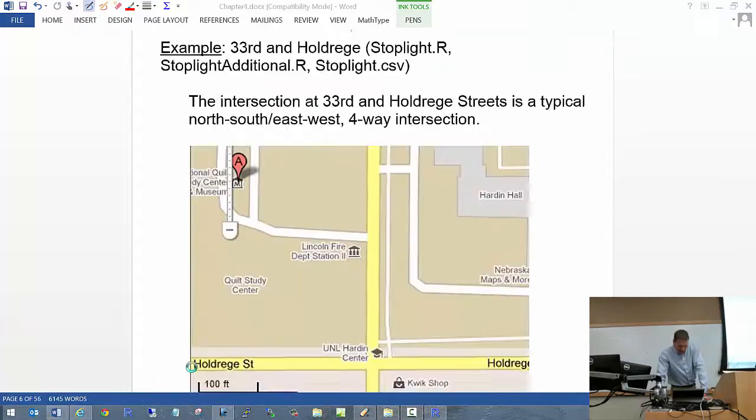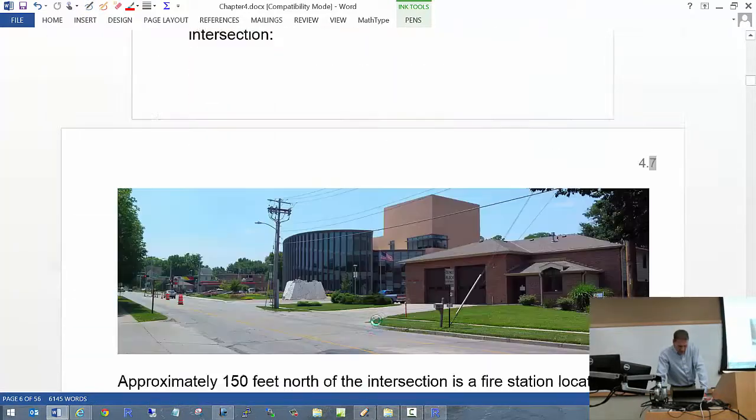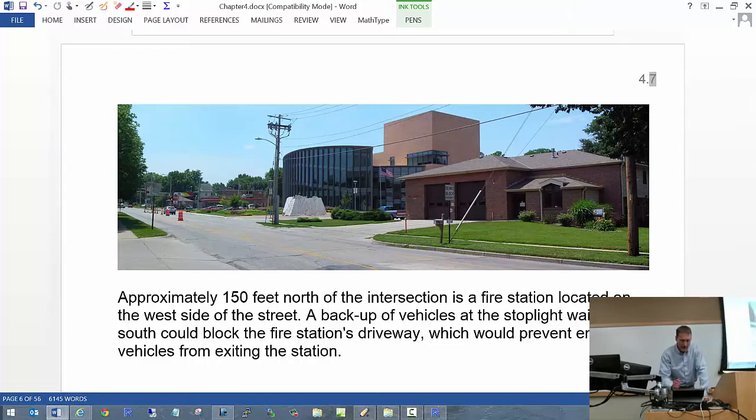So let's take another look at a picture of this. Here we go. So we have the Quilt Study Center right here. Here's the fire station. Okay, you can see off in the distance we have a red light at that intersection. We have one car right there, right now, that's stopped.